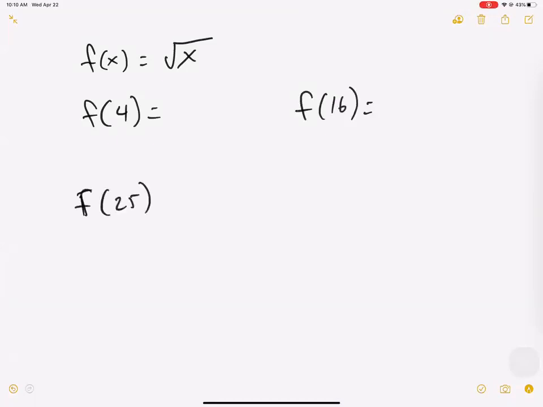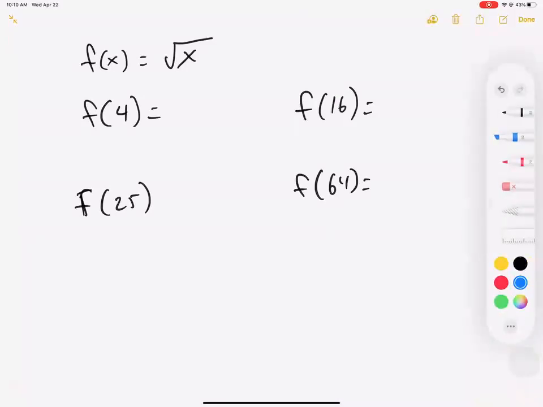So if I give you f of x is equal to the square root of x, okay? If I then plug in f of 4, what about f at 16? What about f at 25? What about f at 64? What happens? Our big question is, what does this notation mean?